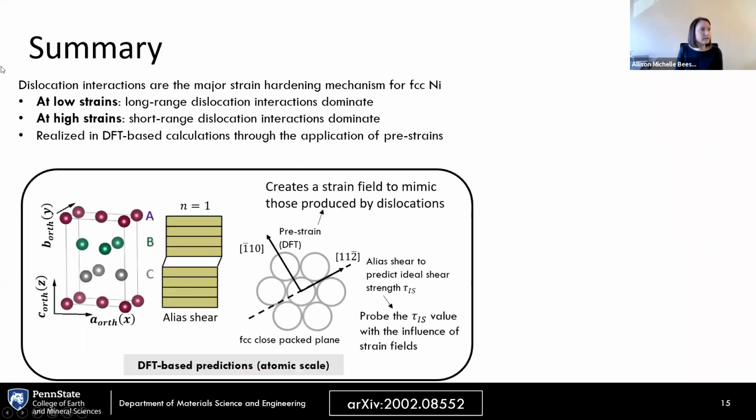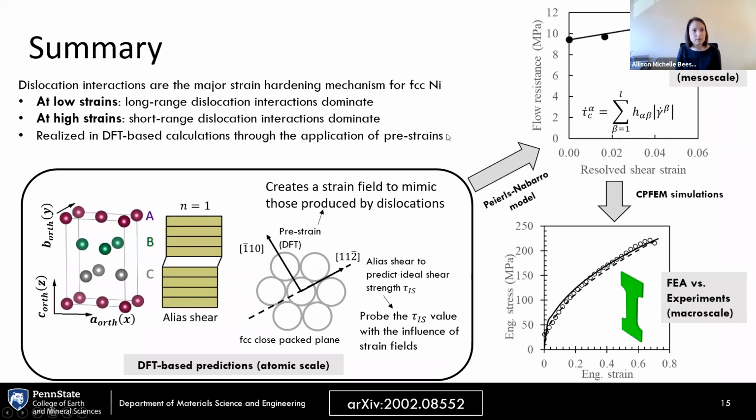So in summary, at low strains, the main contribution is due to these long range dislocation interactions, which dominate, which means the elastic stress field around the dislocations. And then at high strains, the short range dislocation interactions dominate, which means the interactions or intersections between the edge dislocations forming the screw character.